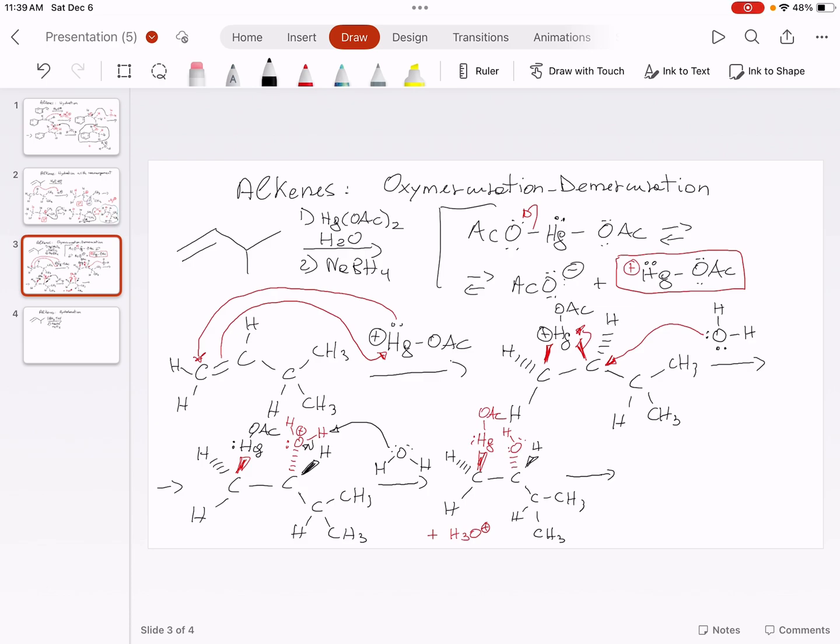Now the demercuration is done using a reducing agent. That would be sodium borohydride, NaBH4. The sodium borohydride is basically a hydride donor, so it's equivalent to H-. This reaction is a redox radical reaction. You don't have to show a mechanism for this step. All you have to know is that the mercury with these acetoxy groups gets replaced by a hydrogen. So you can simply draw it out.